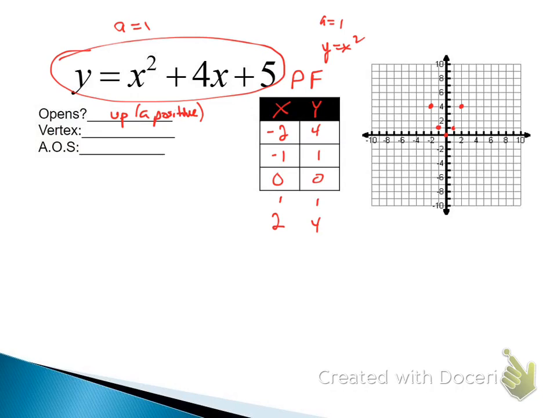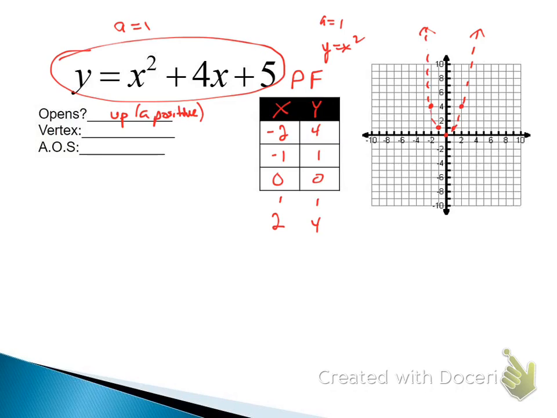Since the parent function is not the function that we want to graph, I'm going to put it in here as a dotted U, just so we know that that's imaginary. It's not the graph that we actually want. Okay? And we'll graph the function that we actually want as a solid U. Okay? Now, we need to figure out how to shift the parent function to get to our function.